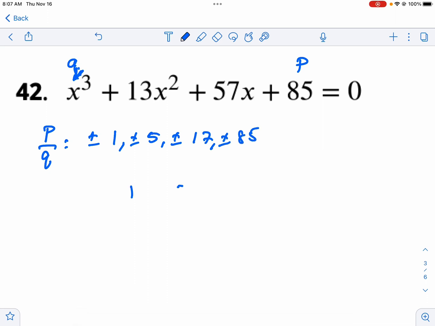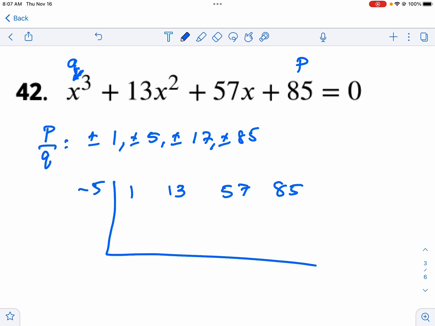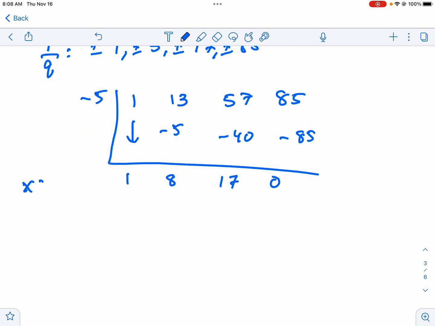So check. If you put this in your calculator, you're going to see the negative 5 is going to work. So 1, negative 5, 8, negative 40, 17, negative 85, 0. So one root is x equals negative 5.